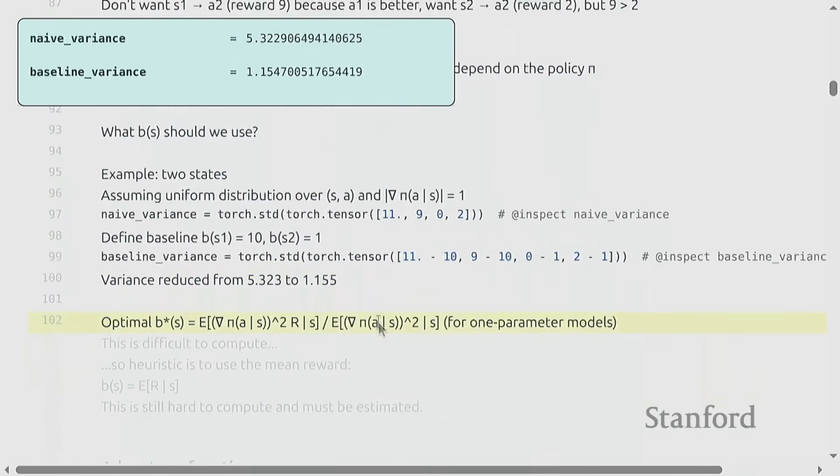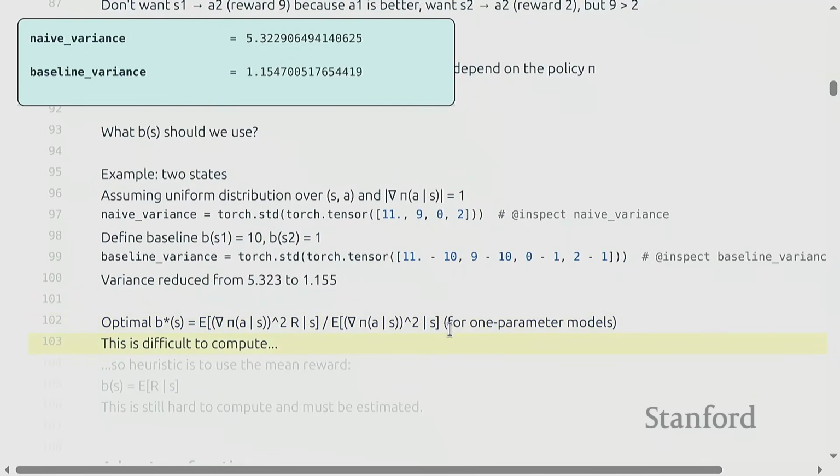Okay, so you might wonder, what is the optimal baseline to use? If you do some math, you realize there's actually a very nice closed form solution for this. This is written for one parameter models. If it's multi-dimensional, I think you have some covariances. And this is just the expectation of the derivative squared times r, normalized by the same expression without the r. In general, this is annoying to compute, especially if you have high dimensions, because it's going to be some sort of covariance.